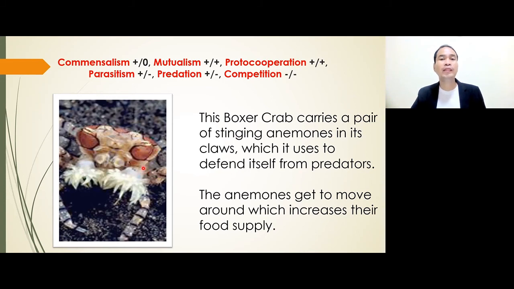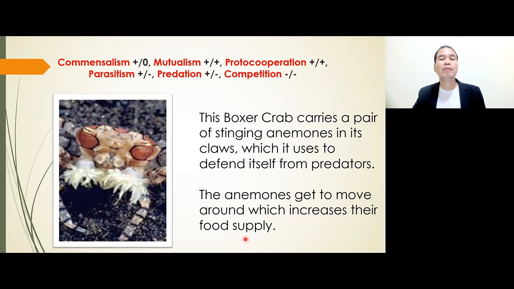So in this case, the boxer crab uses the anemones as a shield to defend against predators. Remember, predators are the animals that always hunt, like the buffalo and the lion. The predator there is the lion. And then your anemones here get to move around, which increases their food supply.